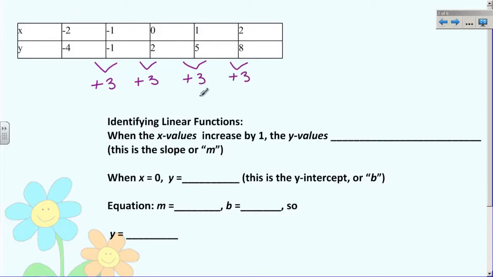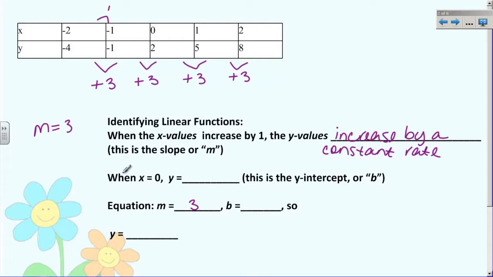And so I have a constant rate of change. It's all increasing by 3. So to identify a linear function, whenever the x values increase by 1, the y values increase or decrease by a constant rate. And in this case, that constant rate is 3, and so this becomes our slope, or our m. So the slope of this function is 3 over 1, or 3. So m is 3 for this function.